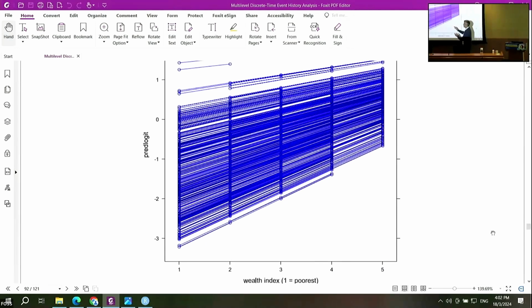So what this is saying is that, of course, mothers who are more wealthy have more access to antenatal medical care. The predicted logit of antenatal medical care is higher if you're 5 compared to 1.